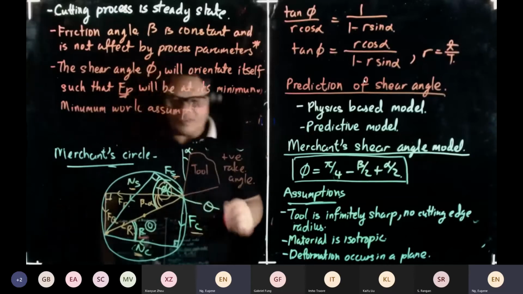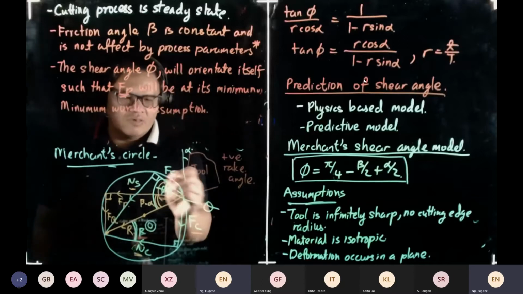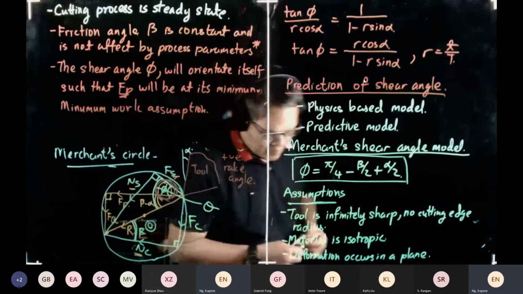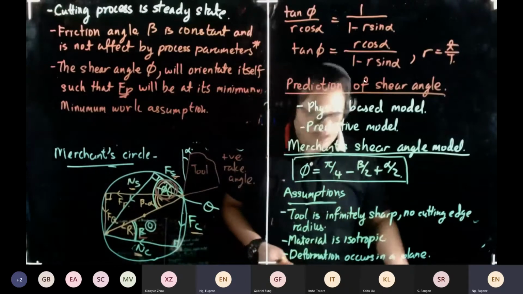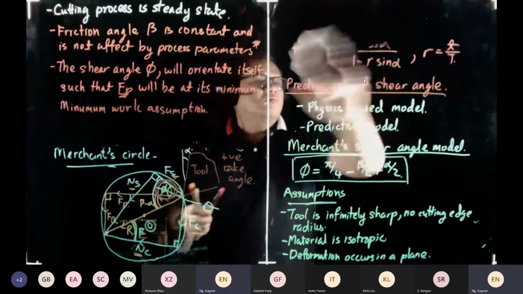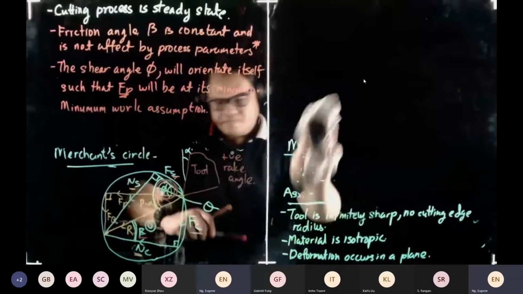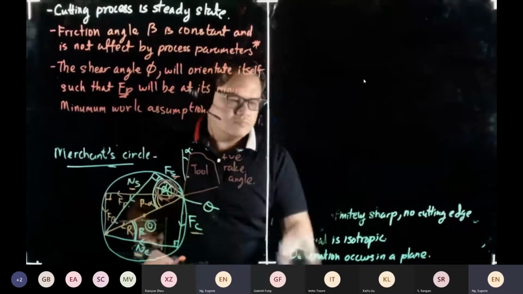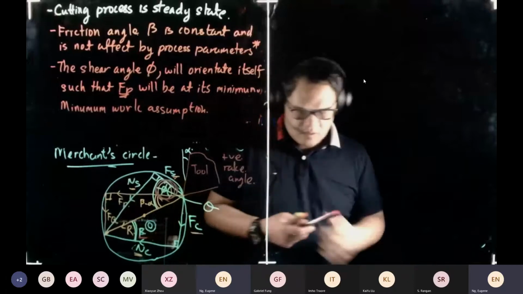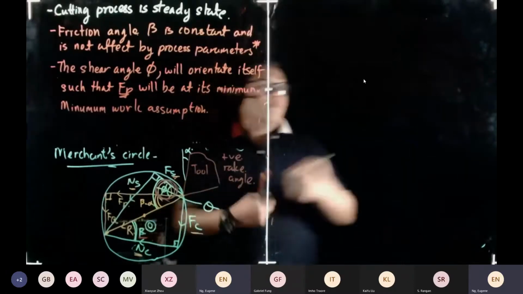So now everything that we do is we want to determine this angle over here. We want to determine the shear angle. That circle is so messy now, so I'm going to draw a smaller circle. I'm going to sketch a smaller circle.